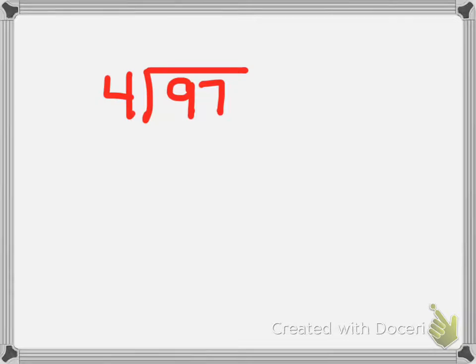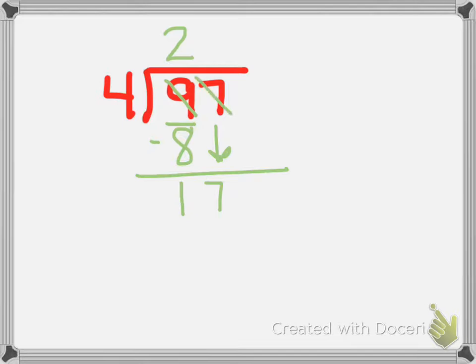97 divided by 4. 9 divided by 4. 4, 8. That's 2 4s. 2 4s equals 8. Subtract. 9 minus 8 is 1. Bring down 7. I'm done with the 9 and I brought down the 7.